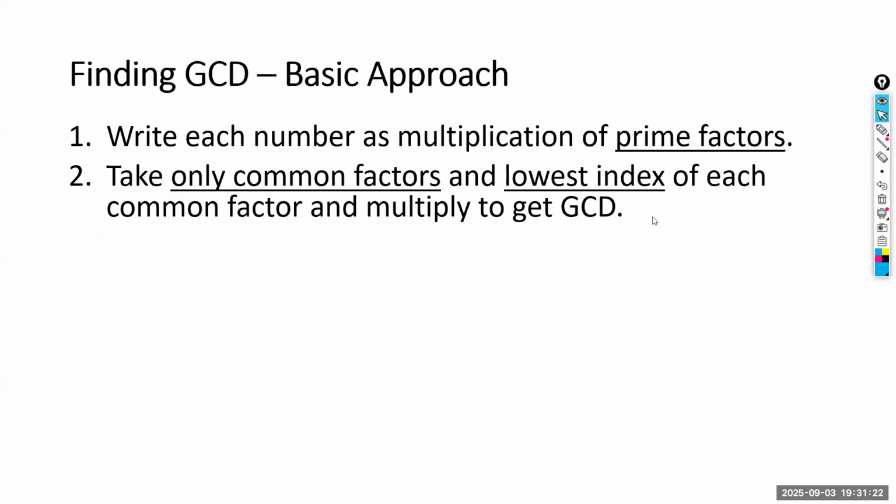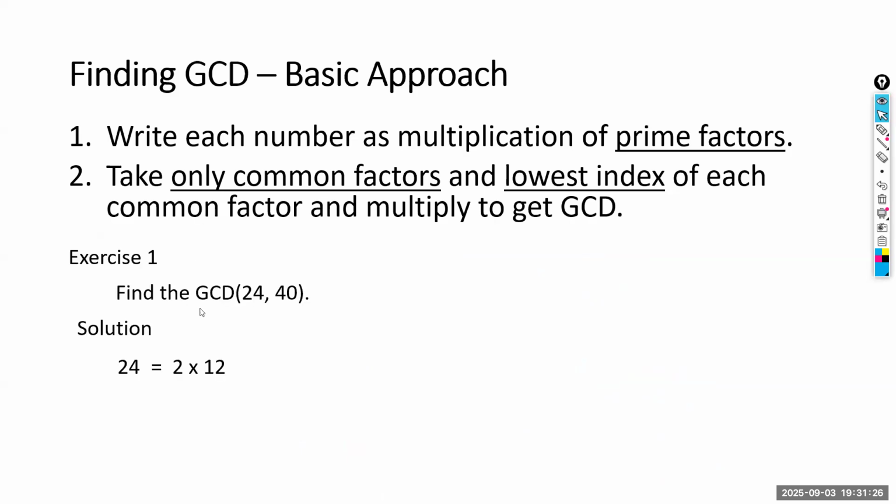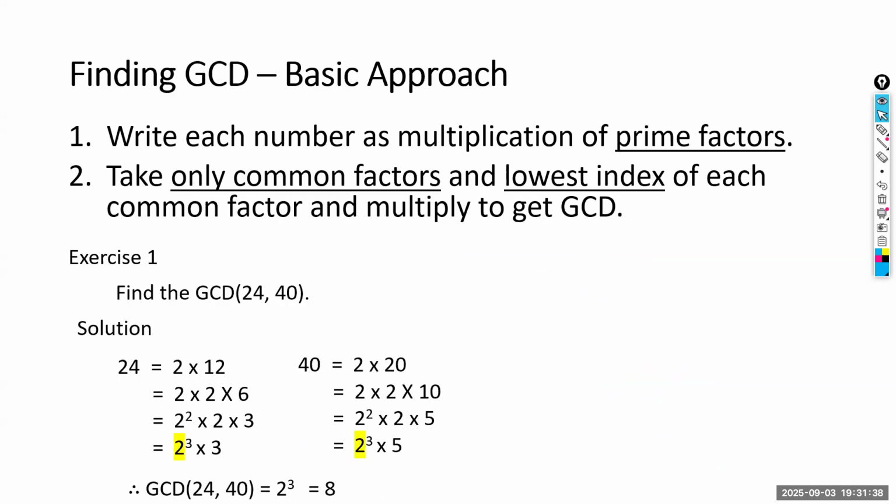Okay. So this approach we have already discussed. This is your grade 4, grade 5 approach. We discussed that in semester 1 also. Right. Find the prime factors and take only the common factors with the lowest index, and multiply. There's nothing called lowest here. It's just 2 to the power 3.